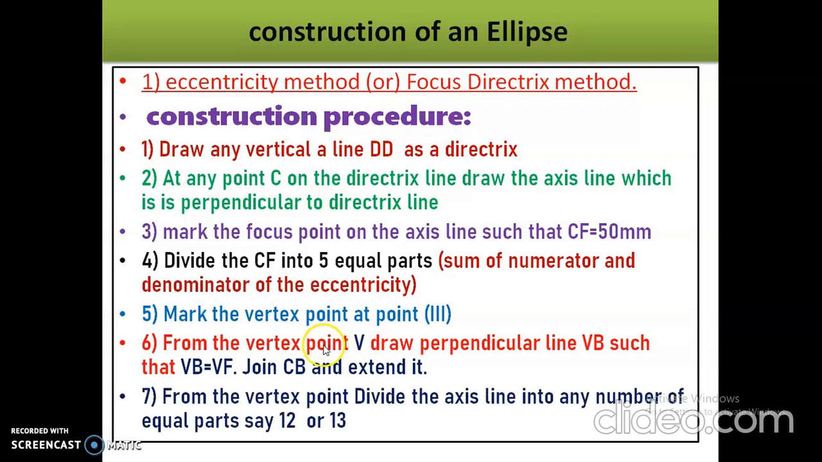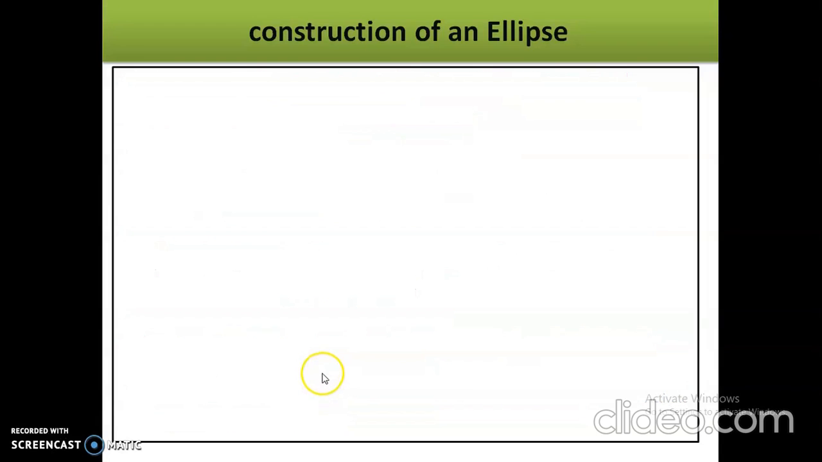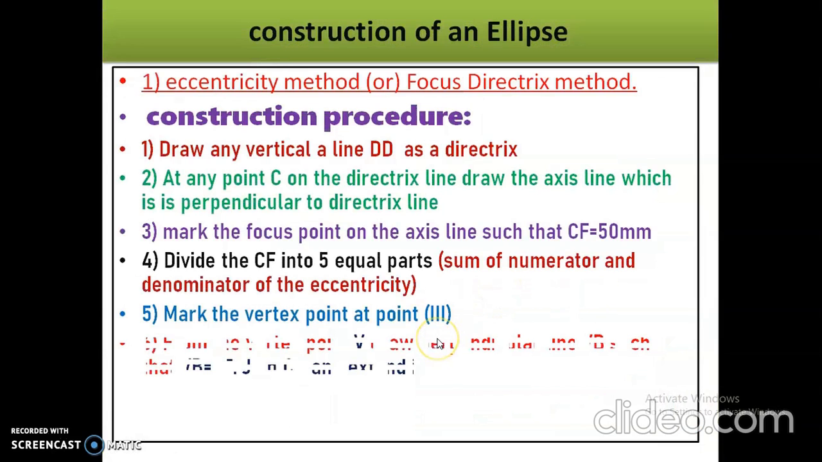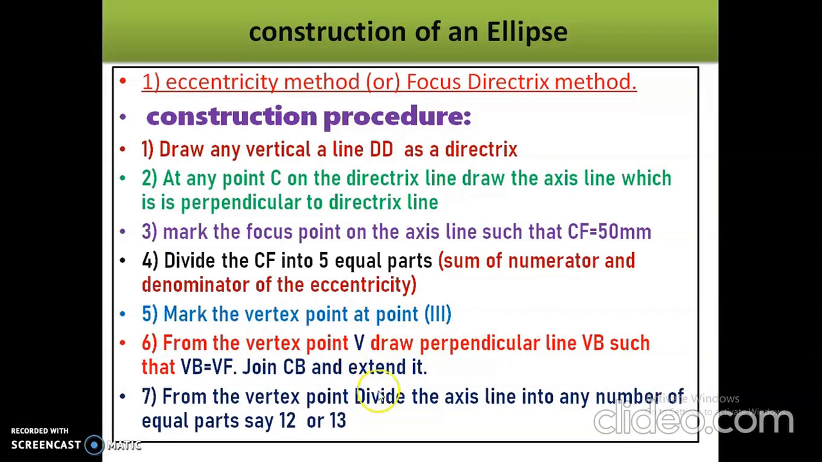And the seventh point: from the vertex point, divide the axis line into any number of equal parts, say 12 or 13. From the vertex point, we mark equal divisions, 1, 2, 3, 4, 5, 6, 7, 8, 9, 10, 11, 12, and so on. That is the seventh point.